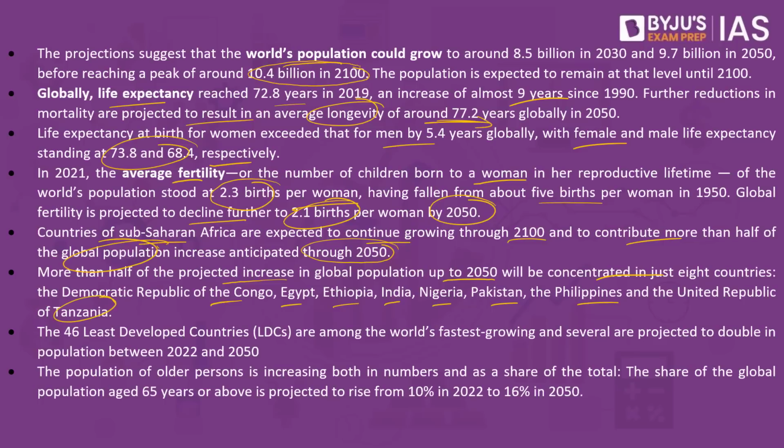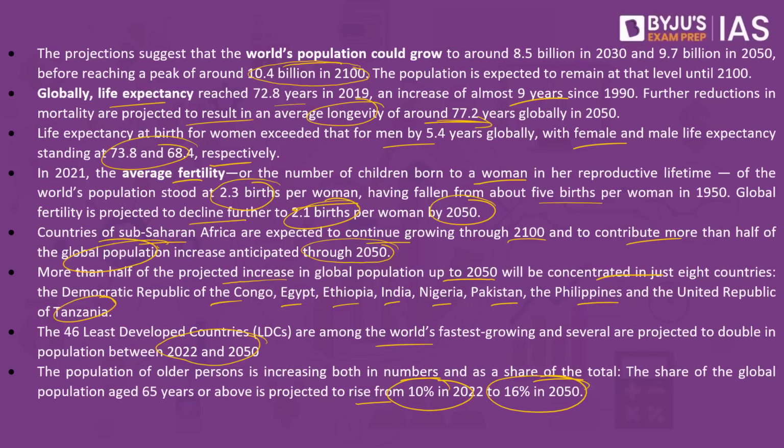The 46 least developed countries are among the world's fastest growing, and several are projected to double in population between 2022 and 2050. The population of older persons is increasing both in numbers and as a share of the total. The share of the global population aged 65 years or above is projected to rise from 10% in 2022 to 16% in 2050. This basically means the population of older persons will increase, and the government will have to take steps to adapt public programs so that they can take care of the older persons.